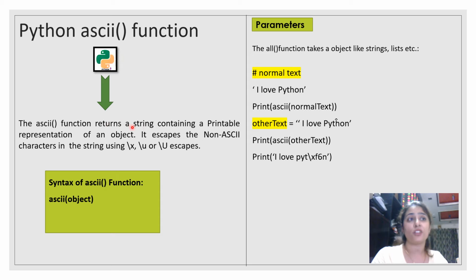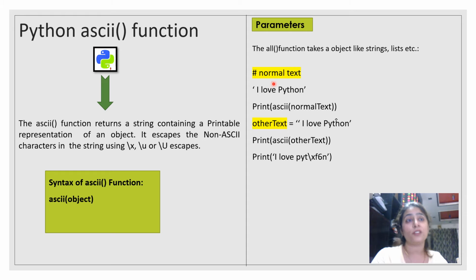The ascii function returns a string containing a printable representation of an object. It escapes the non-ASCII characters in the string. It will escape the non-ASCII characters by using escape characters, if there are non-ASCII characters. So here is the syntax, ascii object. Parameters: it will take an object like a string, list.